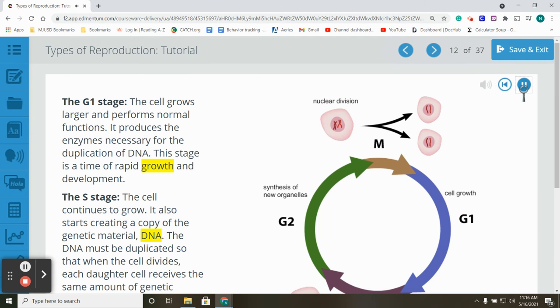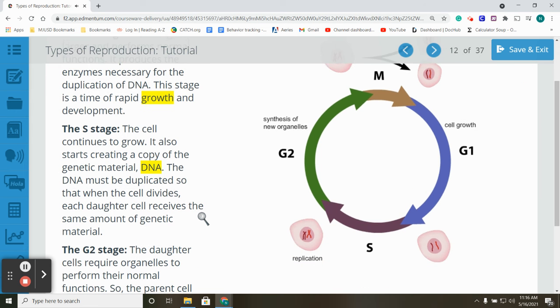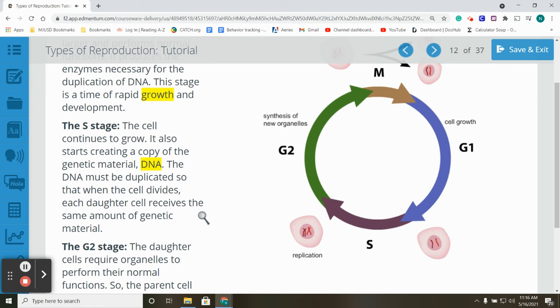The G1 stage. The cell grows larger and performs normal functions. It produces the enzymes necessary for the duplication of DNA. This stage is a time of rapid growth and development. The S stage. The cell continues to grow. It also starts creating a copy of the genetic material, DNA.